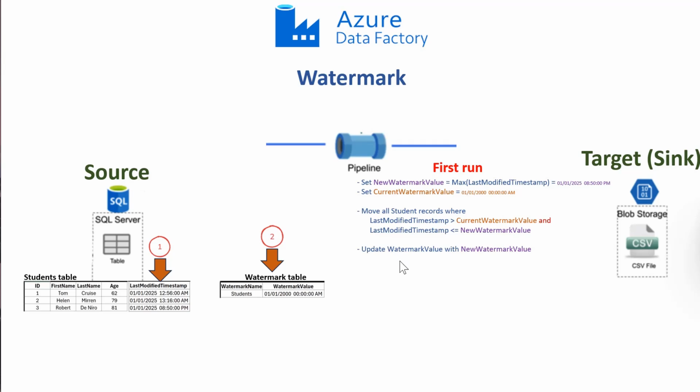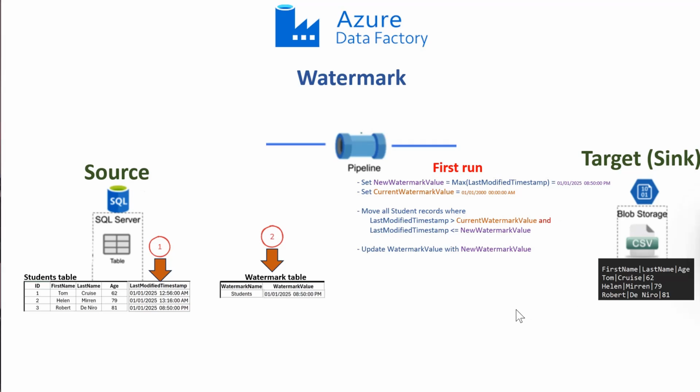And lastly, what we need to do after creating the CSV file, we need to just update the watermark value with a new watermark value. So this is what happens. And we put 1st of Jan 2025, 8:50 p.m. in the watermark table. So we know that the last time that the pipelines run, we just move data up to this timestamp.